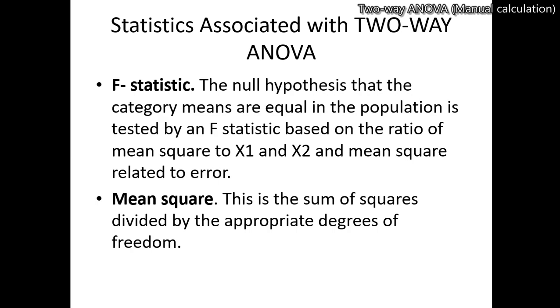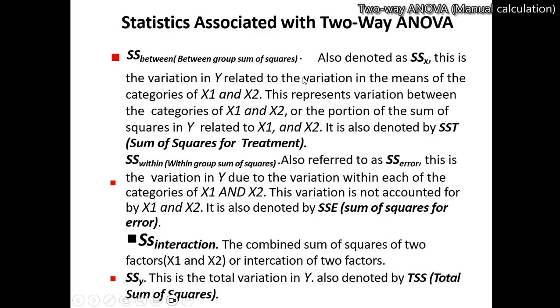There is a null hypothesis that the category means are equal in the population, and it is tested by an F statistic based on the ratio of the mean square related to x1 and x2 and the mean square related to error. Mean square is the sum of squares divided by the appropriate degrees of freedom.